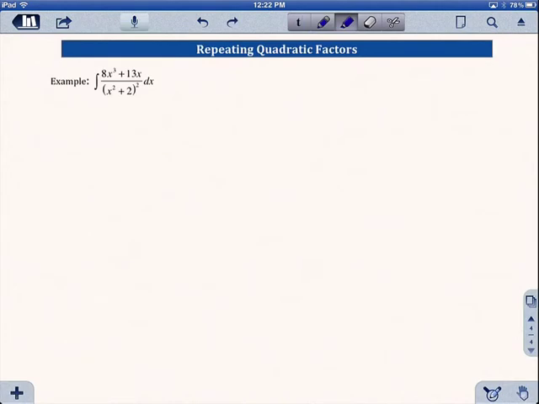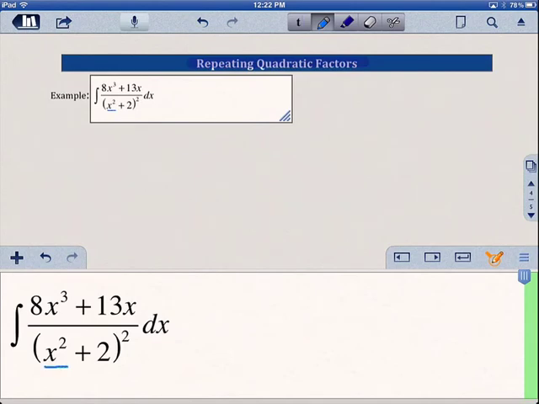Alright, next we want to take a look at an example that contains a repeating quadratic factor. So when you have a quadratic factor like x squared plus 2 that is repeated, you deal with it similarly to repeating linear factors. You basically combine the two concepts together.